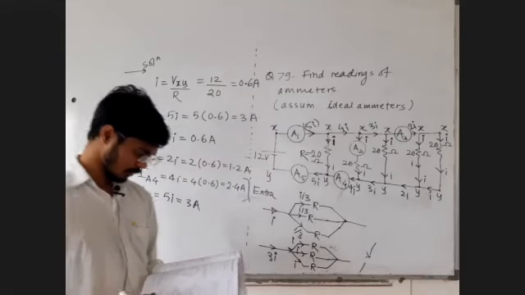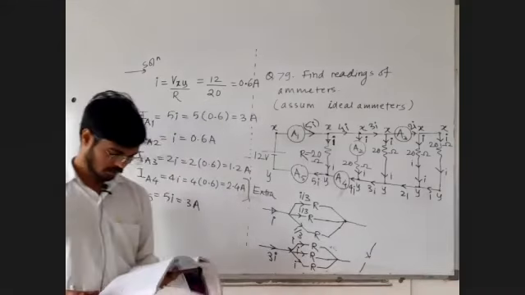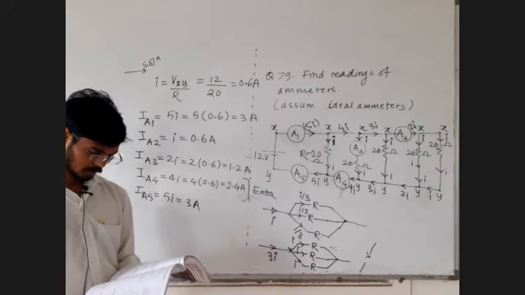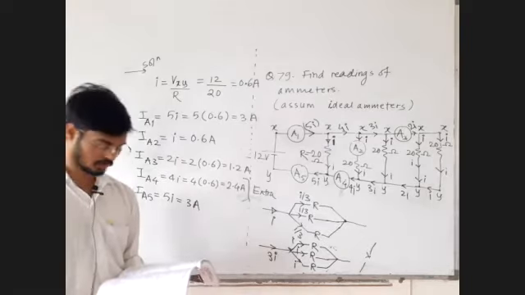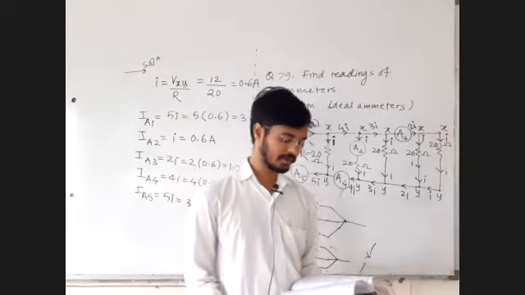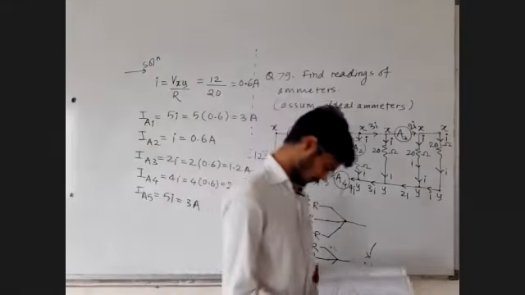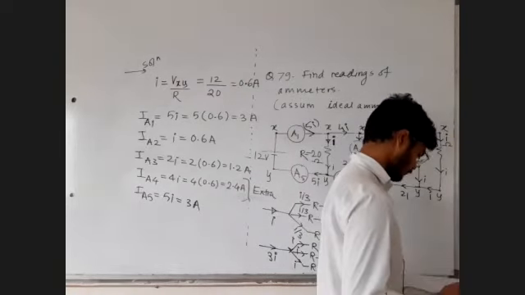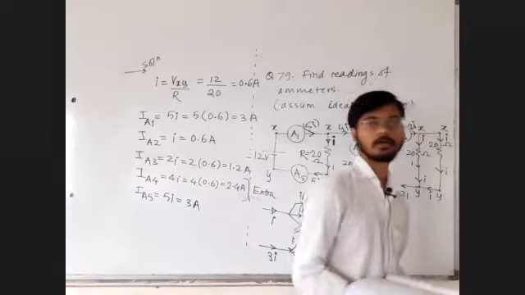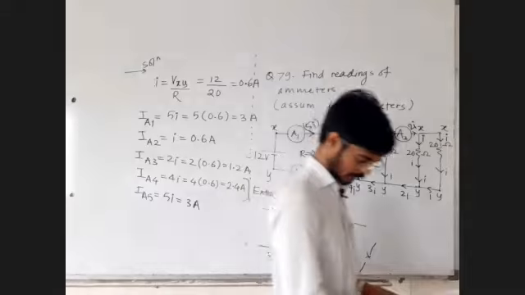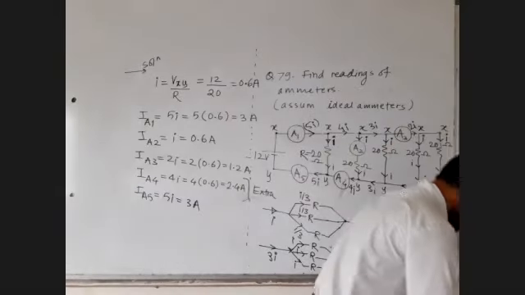Now the question number 80. Question number 80 contains ammeters and voltmeters both. So before that, let us understand the concept of voltmeter and then solve question number 80. Ammeter concept we understand. We will understand voltmeter concept and then we will solve question number 80. So write down the heading as voltmeter.